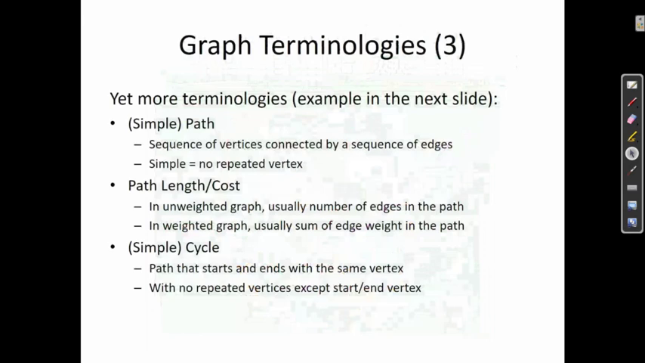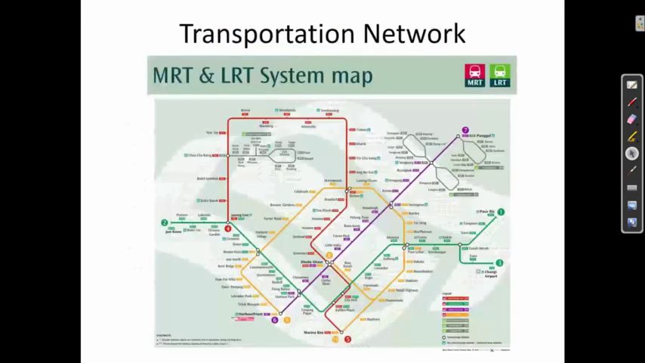Okay, so let's look at some examples of this. Here I have the MRT system map of Singapore. If you take a look at this, this is a transportation network, right? You can see that I can represent this as a graph.